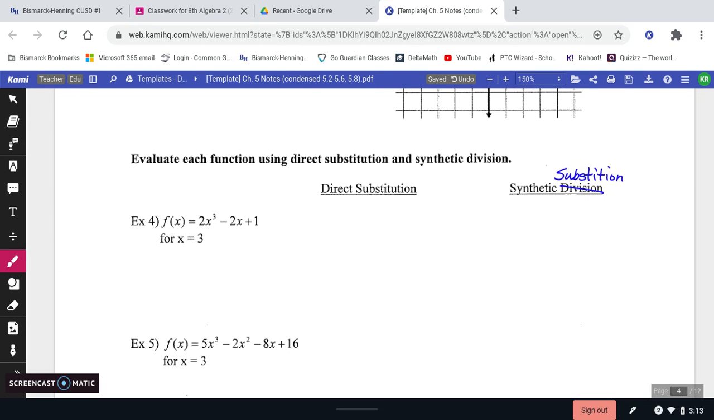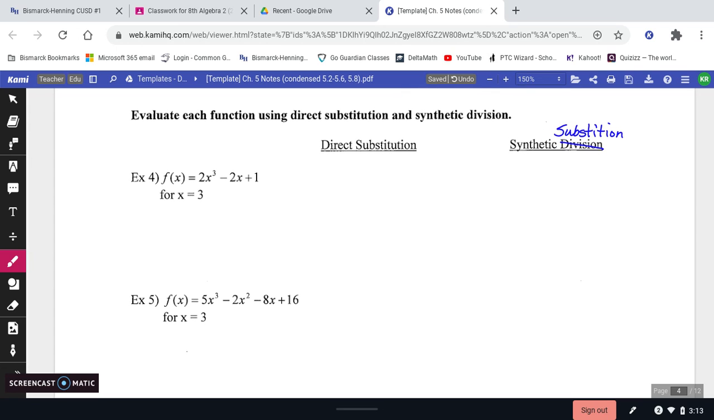Now, something that you've known how to do for a long time, you've done it 100 times over, is direct substitution. So all that is, if I want to find the value of 3, I'm going to take 3 and I'm going to plug it in for my variable x. And so when I do that, just follow your order of operations. I'm going to simplify. And then 54 minus 6 plus 1. And that's going to be 49.